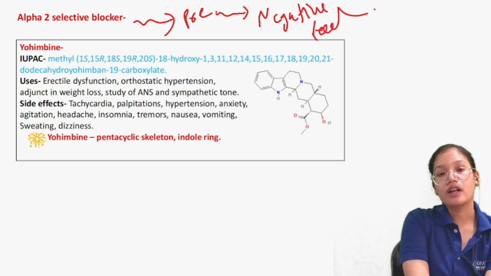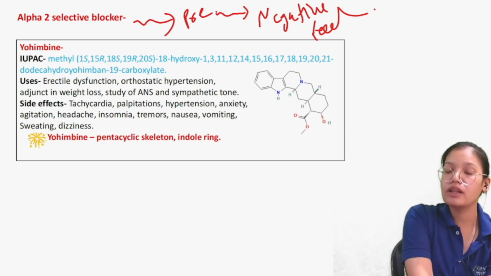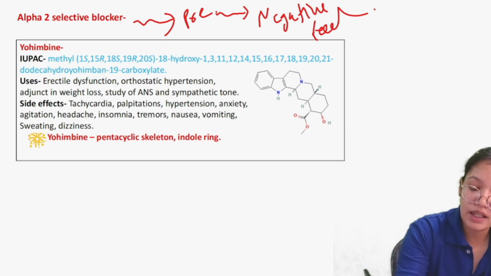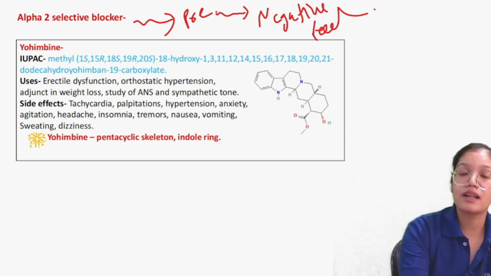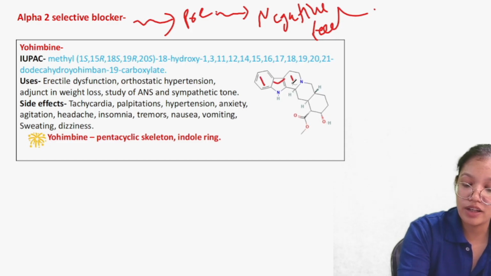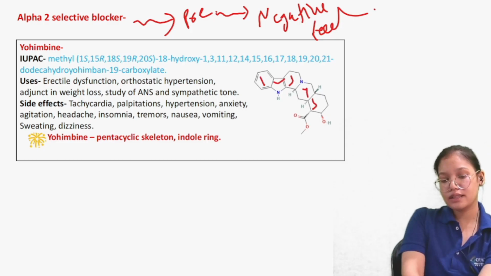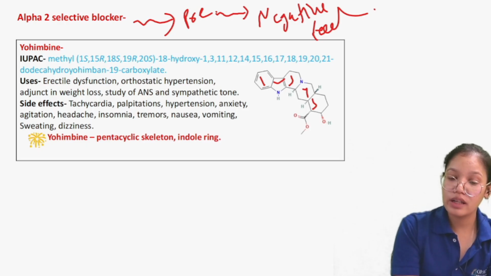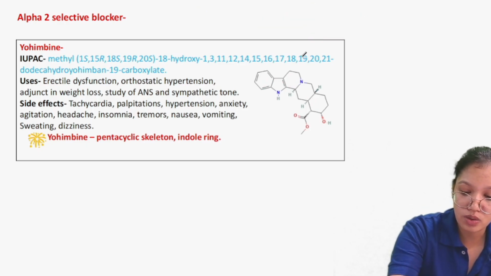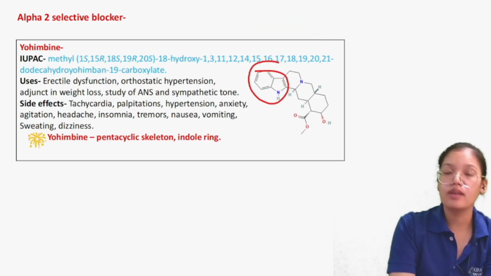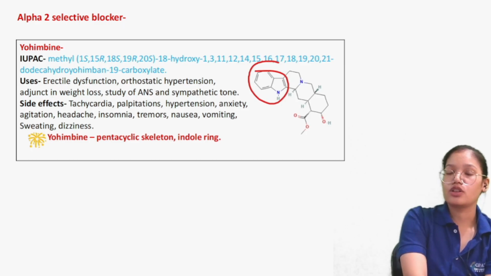Then the drug here is yohimbine. Now yohimbine is a type of pentacyclic skeleton. What is a pentacyclic skeleton? It has 5 rings, so that's why it is called a pentacyclic skeleton. Then an indole ring is also present in its structure. So that is the structure of yohimbine.